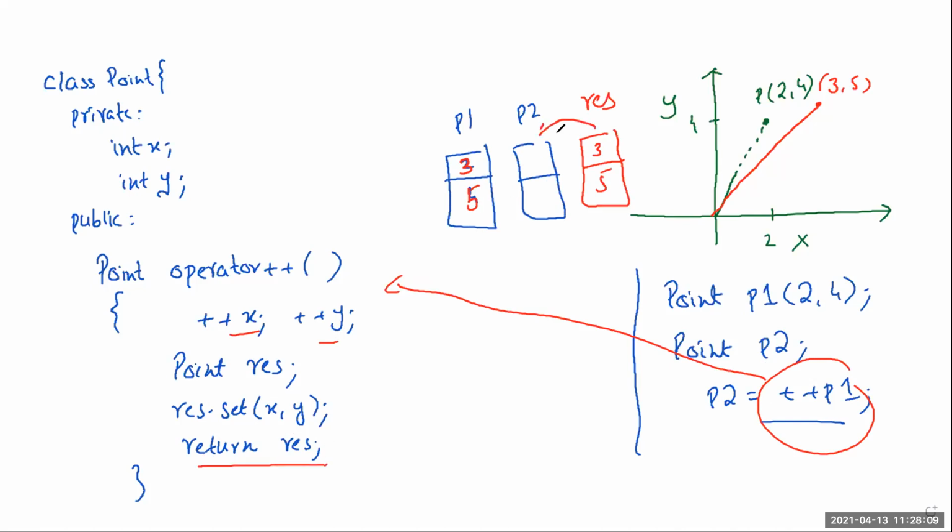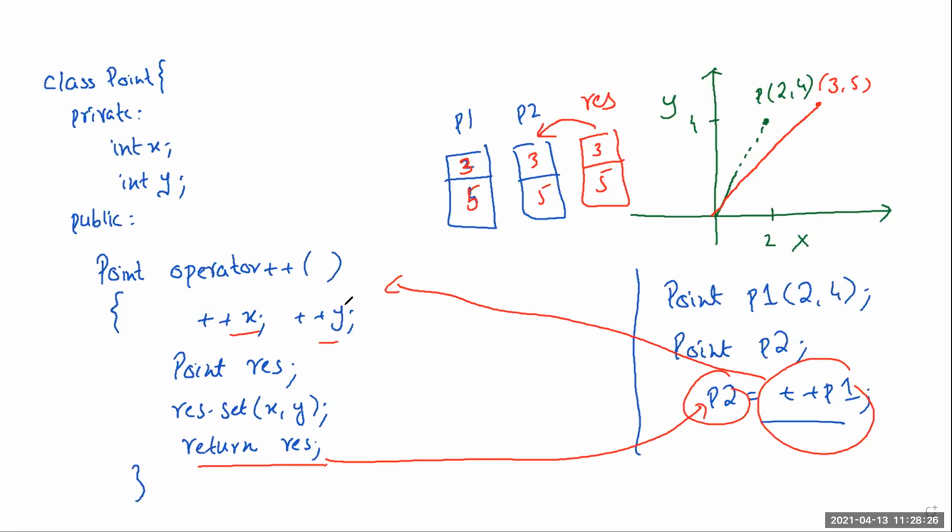So this result actually goes to P2, right? Whatever you return, it goes here. It will get value 3, 5. Okay, so now you can actually add this function to your point class. You can run it and you can convince yourself that this is actually working.